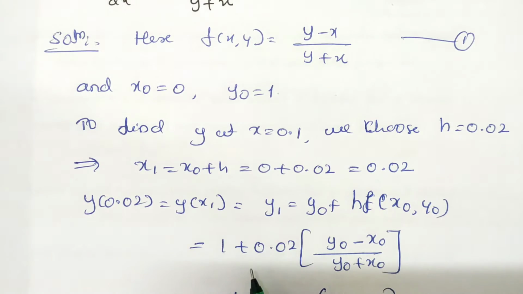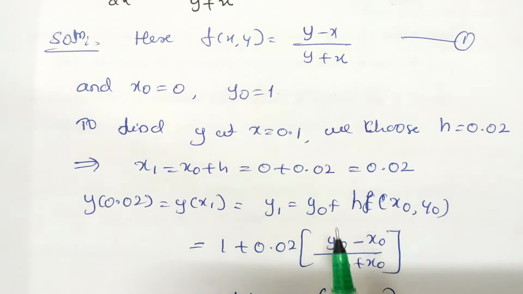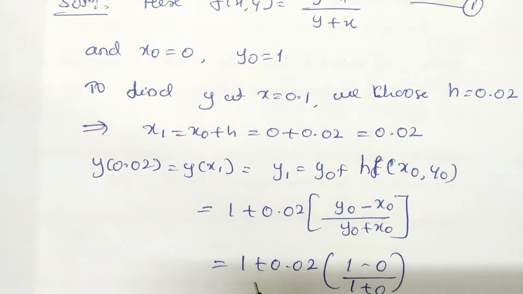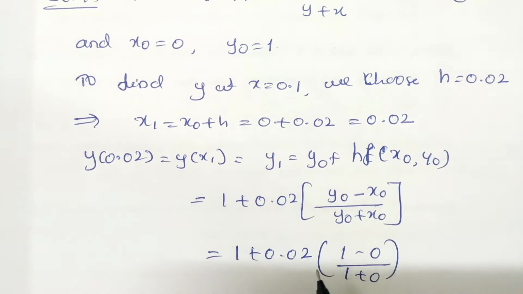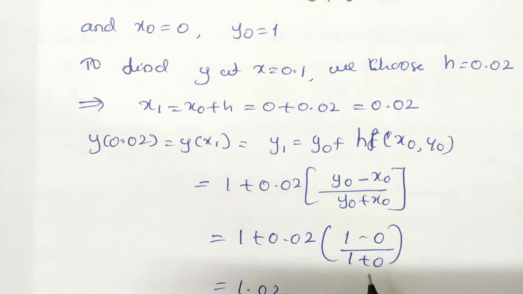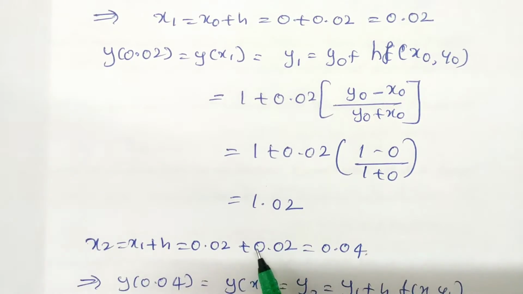So it is 1 plus y0, h is 0.02, f of x0 y0. Here the definition is given, f of x y is y minus x divided by y plus x. So it is y0 minus x0 divided by y0 plus x0. It is equal to 1 plus 0.02 into y0 is 1 minus 0 divided by 1 plus 0. So it is equal to 1.02.